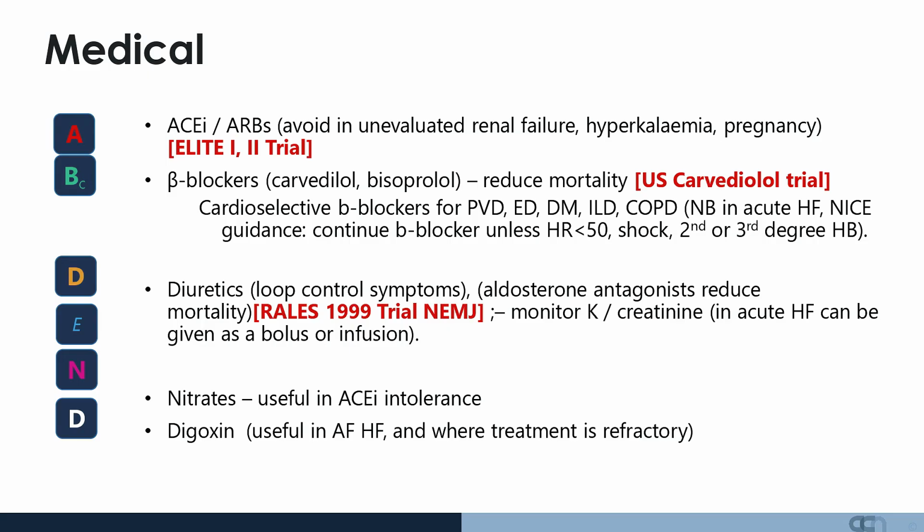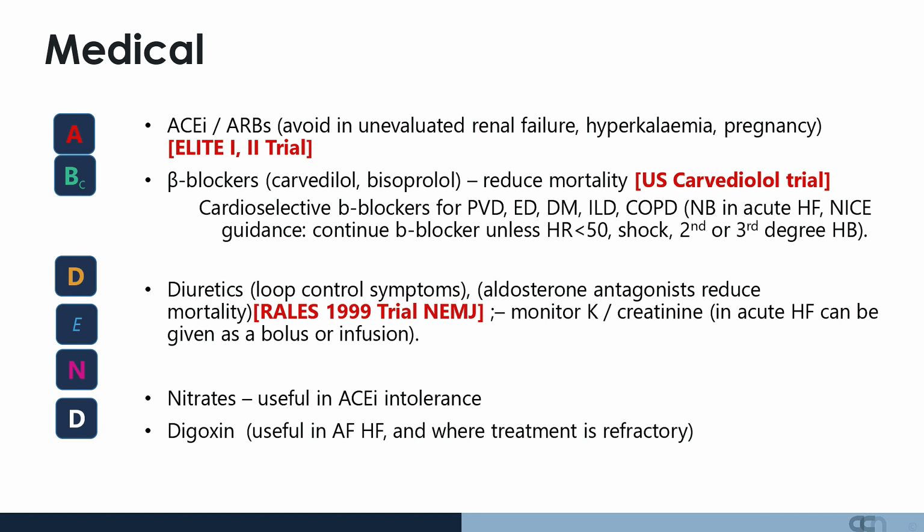Both classes of drugs, ACE inhibitors and angiotensin receptor blockers, through the ELITE 1 and 2 trials have been shown to have similar efficacy, but we start with ACE inhibitors, but if the patient is intolerant as a result of a cough, for example, then we can switch them to angiotensin receptor blockers. Beta blockers such as carvedilol, bisoprolol can reduce mortality, and the US carvedilol trial was a very important trial.